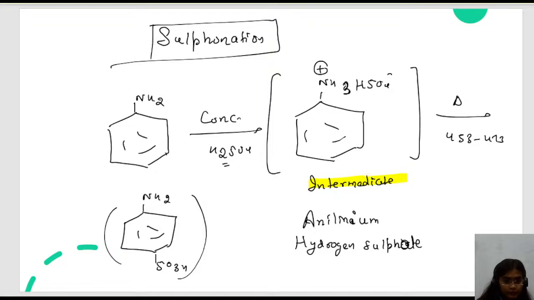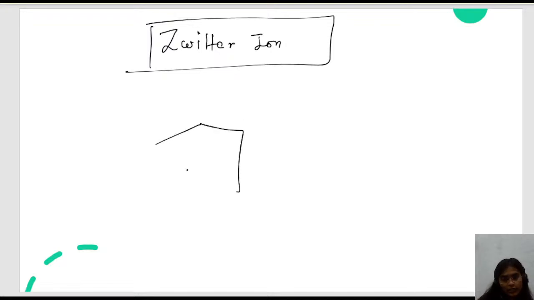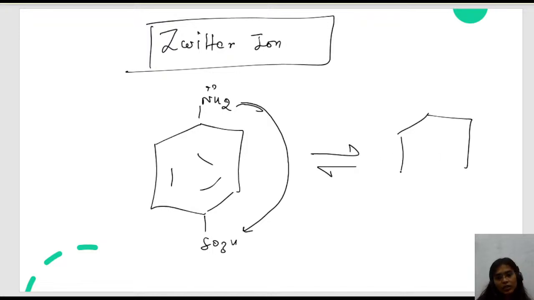For the new name for this, we are going to use zwitterion. So now let's introduce this word, zwitterion. In the next chapter in biochemistry, we're going to discuss this zwitterion again. So what is the meaning of zwitterion? Let me just write, this is NH2 and this is SO3H. Now they just changed position. The aniline has a lone pair and abstracts the hydrogen from here. It's an equilibrium reaction. And then this is positively charged, and since the hydrogen is abstracted from the SO3H part, it's negatively charged.